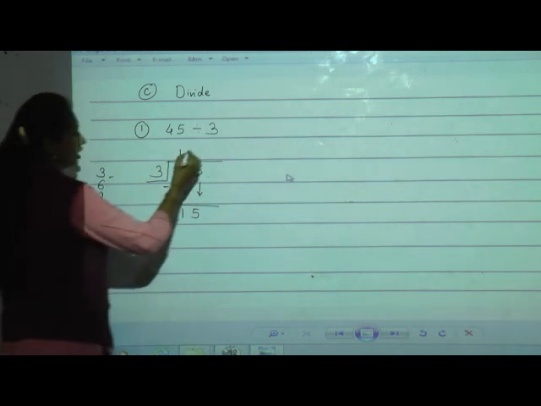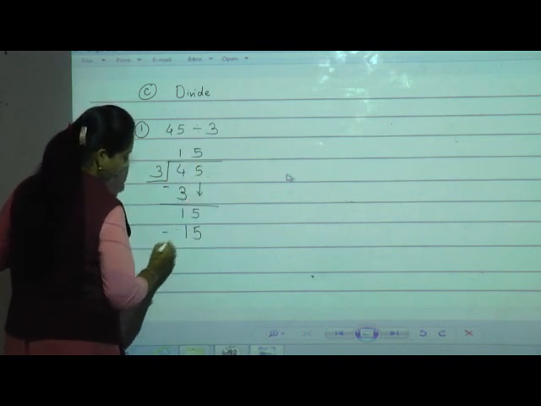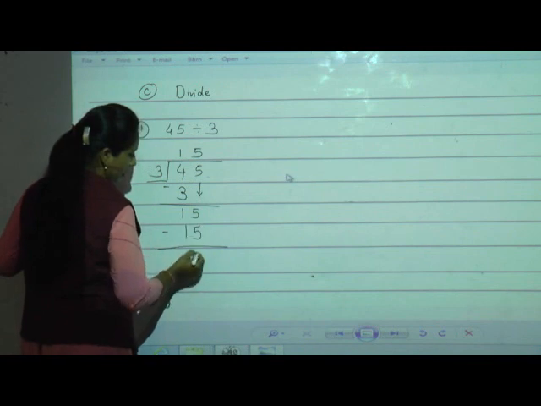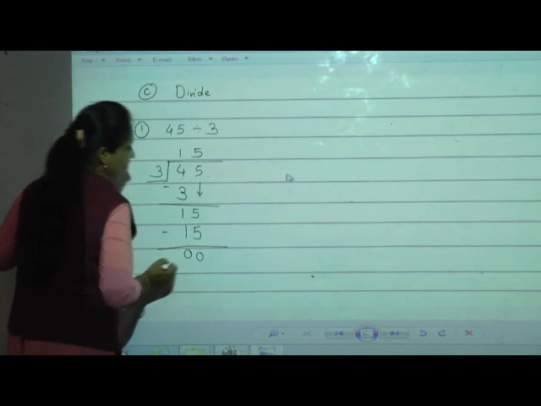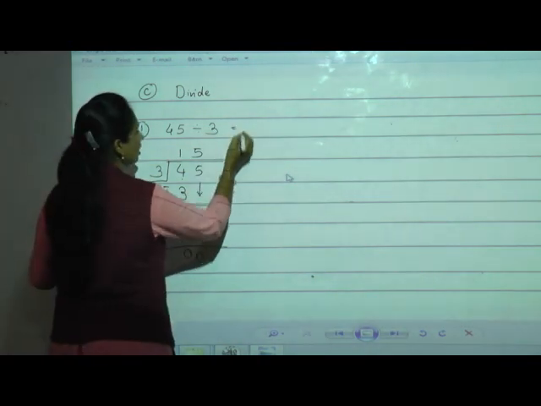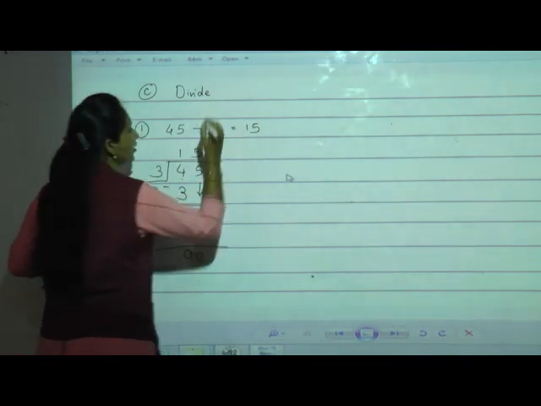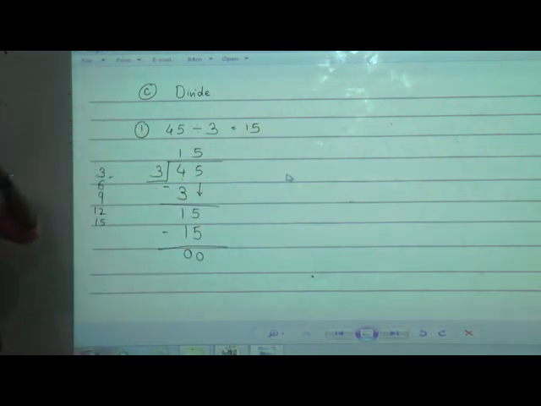3 fives are 15. So write 5 on the top and write 15 and do the subtraction. Now 5 minus 5 is 0. 1 minus 1 is 0. Here they said just do the division. Divide. Just divide. They did not ask to write quotient or remainder. So we will write the answer directly as 15. Quotient. Understood? Clear till here?